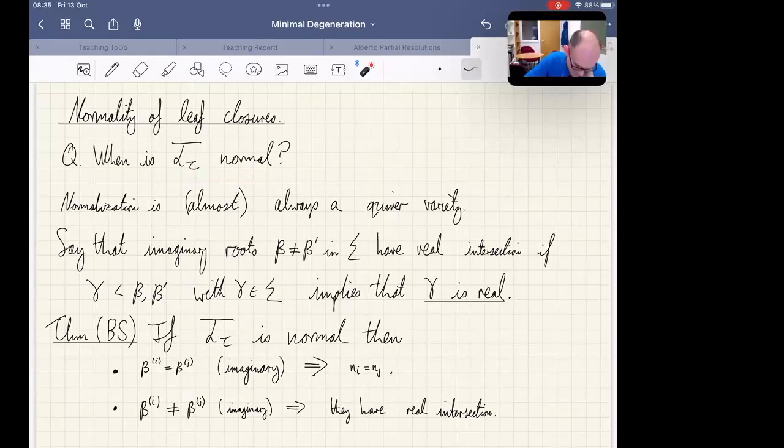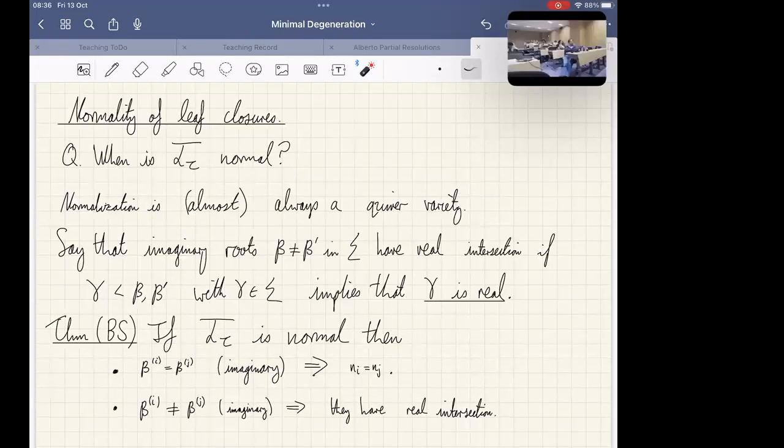And of course, this is entirely by analogy with the case of orbit closures. This is why Kraft and Procesi were studying these minimal degenerations in the first place, because they tell you something about normality of orbit closures. So when you start thinking about this, the thing that's obvious is that the normalization is essentially always a quiver variety. The almost is just there because you have symmetric powers of quiver varieties, and it's not always the case that a symmetric power of a quiver variety is a quiver variety, but essentially it's a quiver variety.